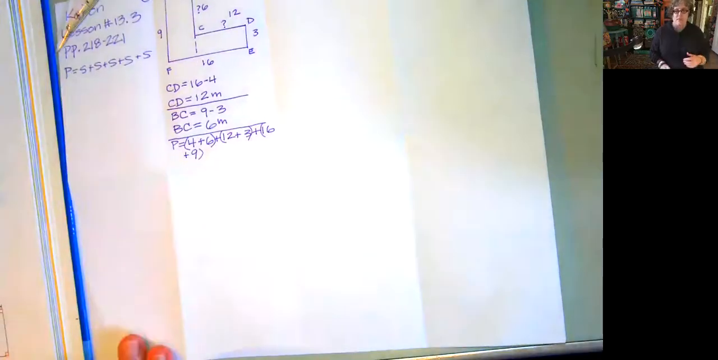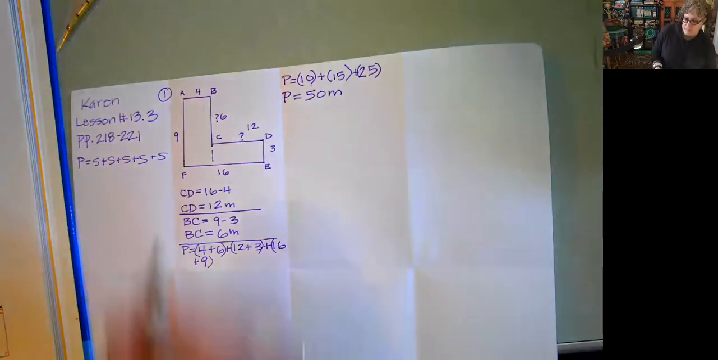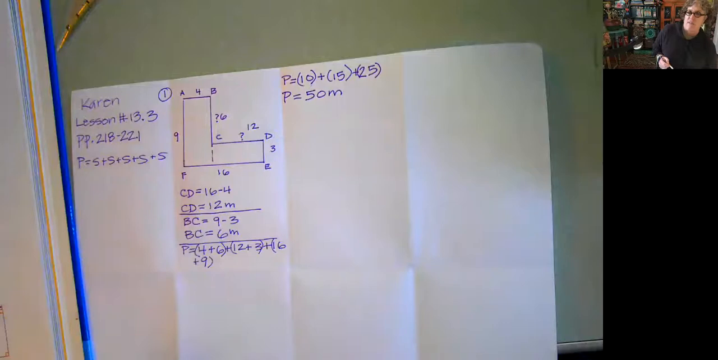Okay, so that's pretty easy, right? The trickiest part is finding the missing numbers, I think. And then once you're done, you just have to do some addition. You have to add all the sides together.